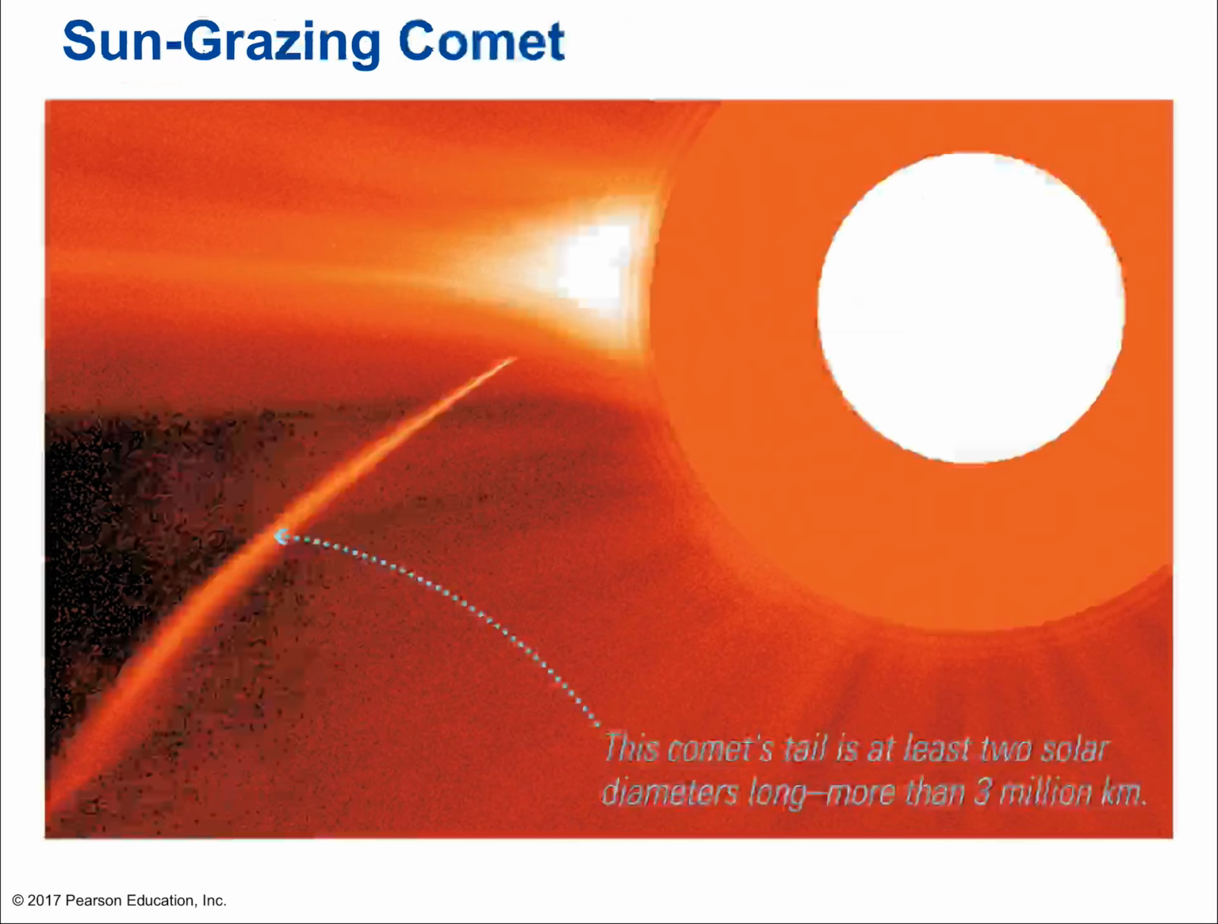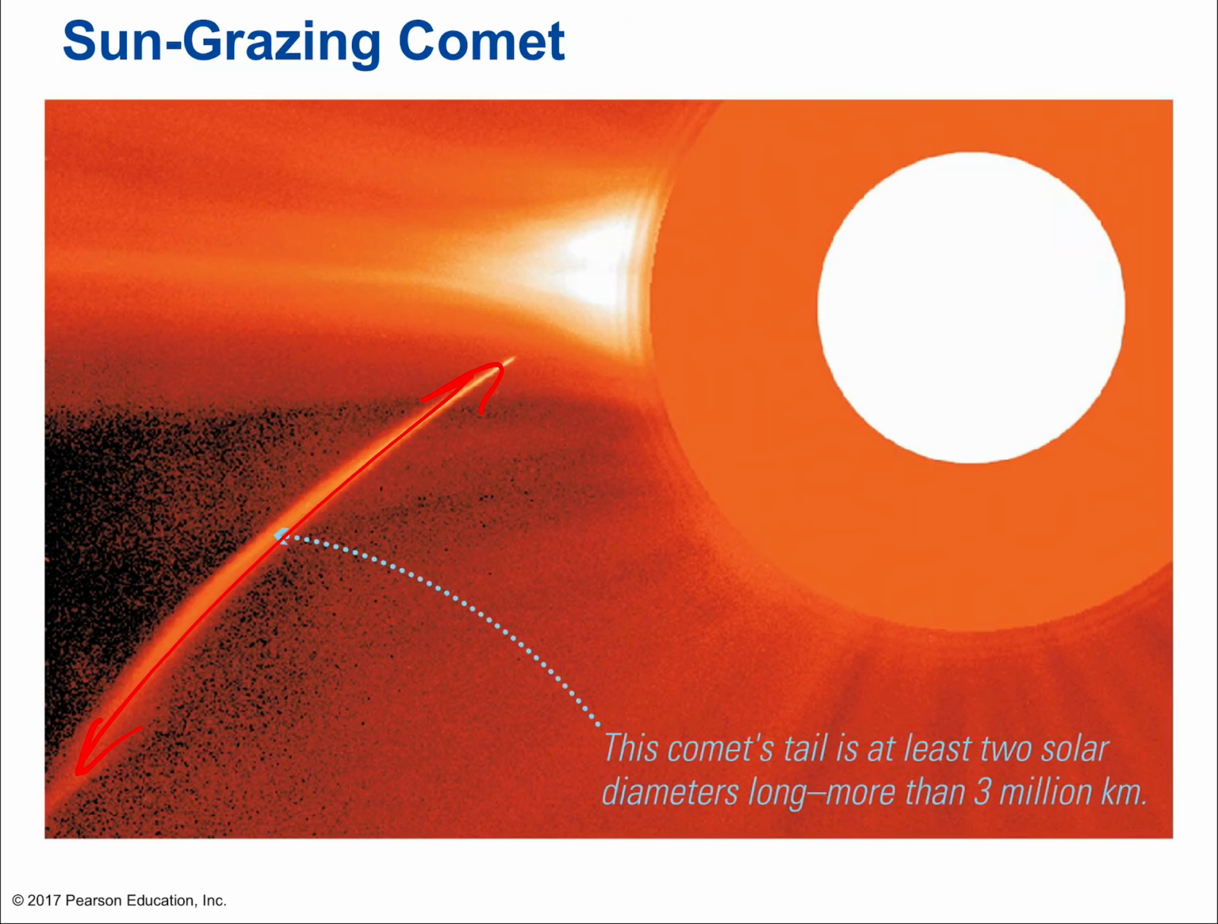So tails are huge, right? Here we can see the comet's tail is at least 2 solar diameters long. So it's twice as long as the diameter of the sun, so these are incredibly long trails of boiling away material, right? Their size is really quite remarkable. And this is a sun-grazing comet, flying close to the sun, burning up as it goes, like Icarus.